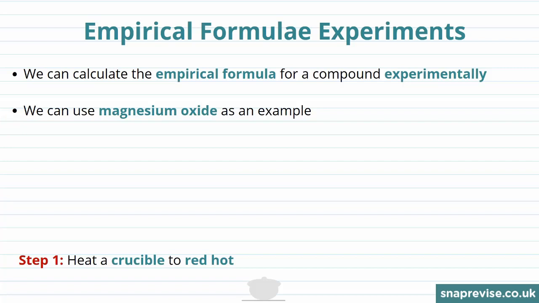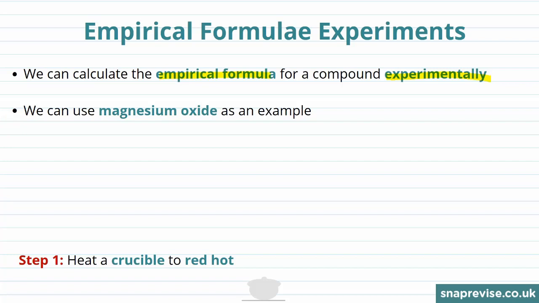We've just seen how we can work out an empirical formula if we know the masses of each element that make up that compound. This means that we can calculate an empirical formula for a compound experimentally, meaning that we can use the results of an experiment.